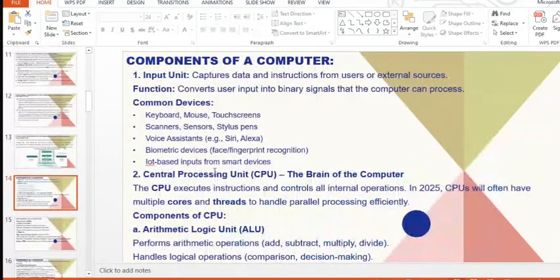Then these computer components: we have the input unit, with which you are able to capture the data and instructions from the users and also from external sources. The function of this input unit is to convert the input into binary signals, which, as I said, are in the form of a series of zeros and ones.